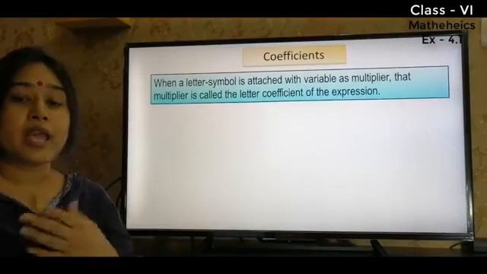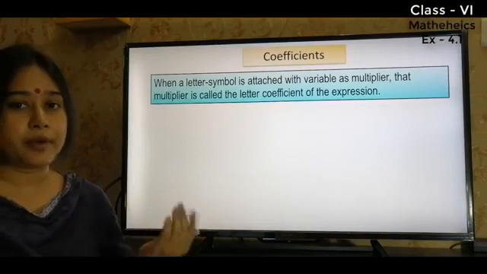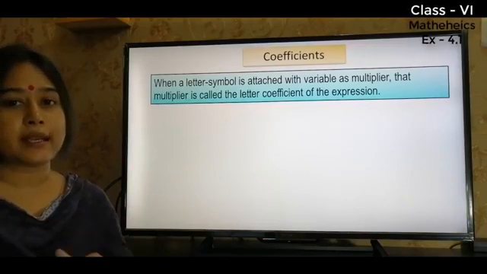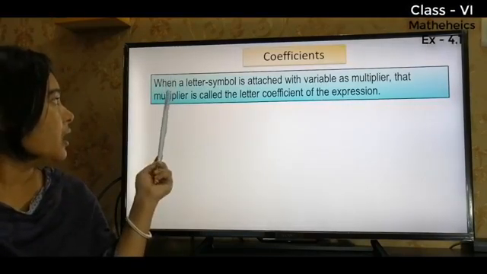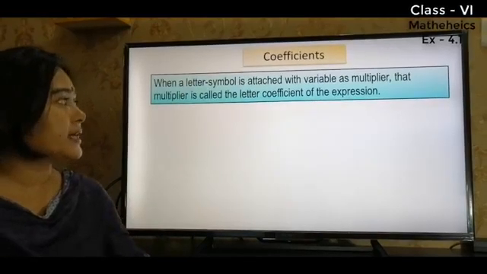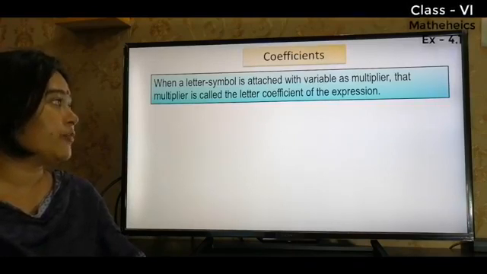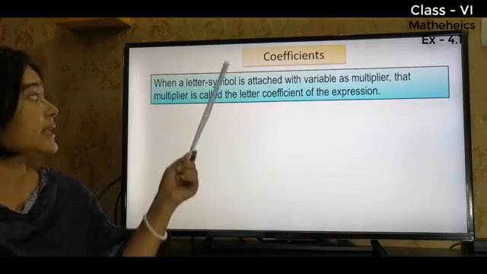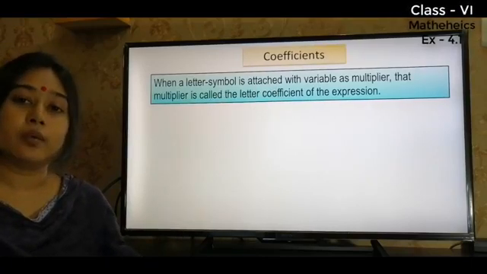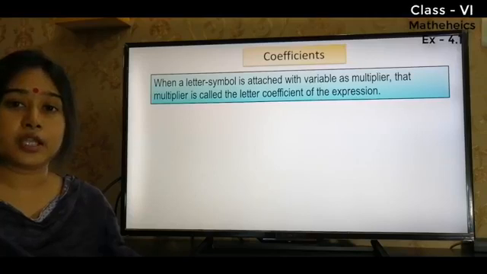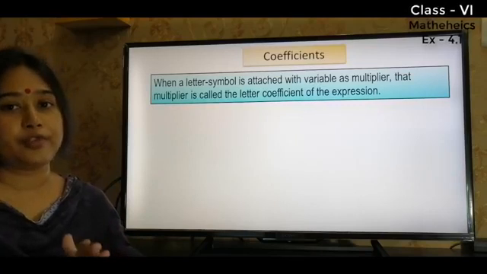Here we have two kinds of coefficients. In our previous slide we saw numbers attached with variables, and another kind of coefficient is when a letter symbol is attached with a variable as a multiplier. That multiplier is called the letter coefficient of the expression. In your question there will be clear instruction about which variable's coefficient you have to find.